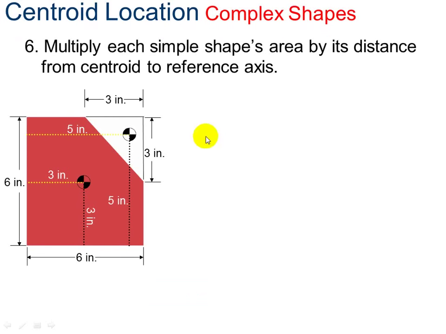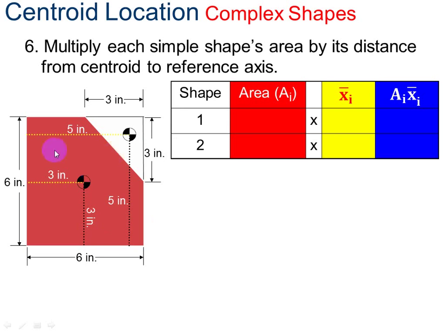So now we have to multiply the area of the shape times its distance from the centroid to the reference axis. So the area of shape number 1 is 6 times 6, which is 36 inches squared. The x direction for area 1 is 3. I'm going to multiply 36 times 3, and I get 108.